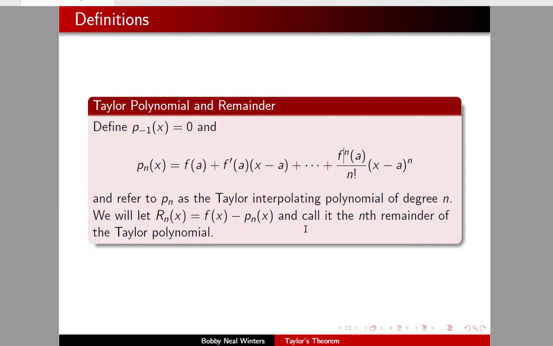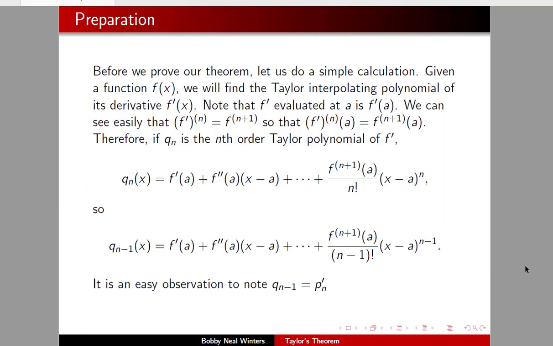One thing you'll want to put in your pocket is that r sub negative 1 is just the function. Okay, let's go on now to the next page and do some preparation before we prove our theorem. We'll do a calculation. Given the function f of x, we will find the Taylor interpolating polynomial of its derivative, f prime of x. Note that f prime of x evaluated at a is f prime of a. We can easily see that the nth derivative of f prime is the (n plus 1)st derivative of f.